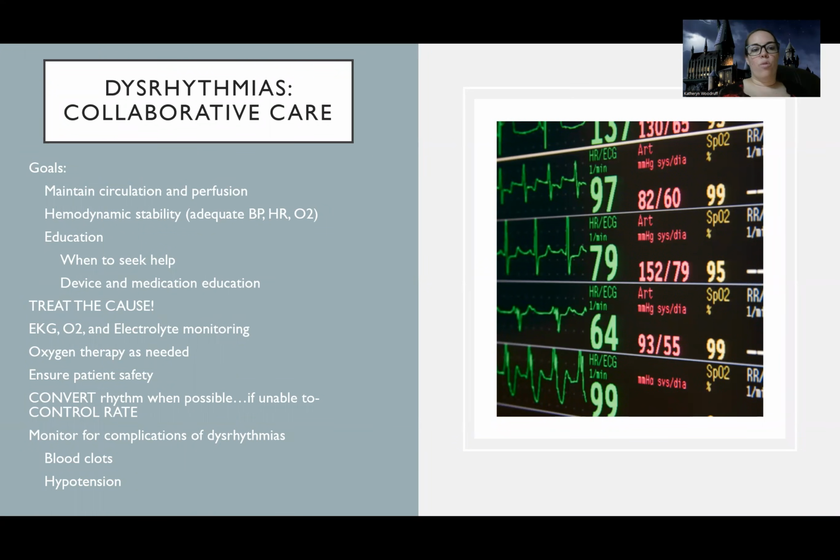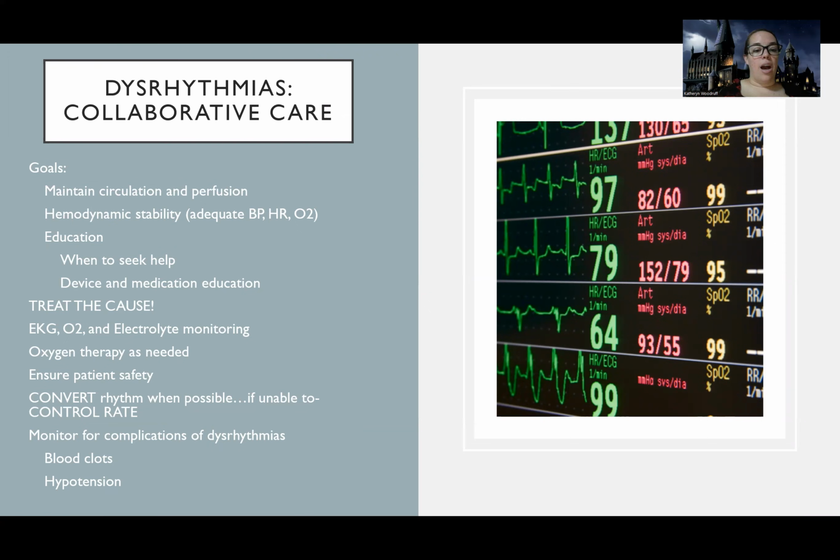So overall, my goals are to maintain circulation and perfusion. Remember, everything's about perfusion with these patients, because all dysrhythmias lead to low cardiac output. Hemodynamic stability is a big thing, making sure they have adequate blood pressure, heart rate, oxygenation. I want to teach them when to seek help, how to use devices and medications appropriately, and make sure they're going to be safe with them. We always want to get to the bottom of the cause, because I can treat the rhythm all day long, but if there's a cause that's causing it to happen over and over, I've got to get to the bottom of causes and conditions.